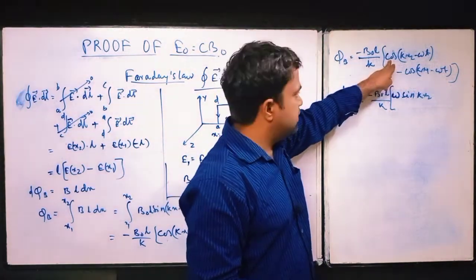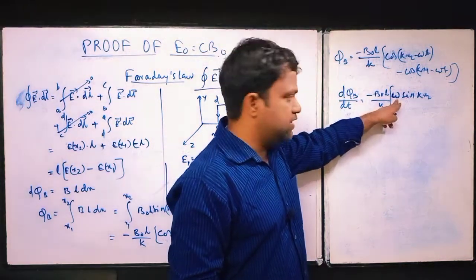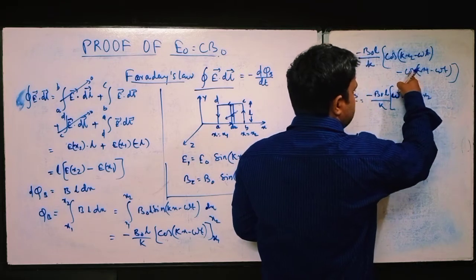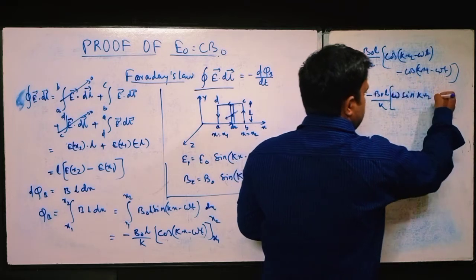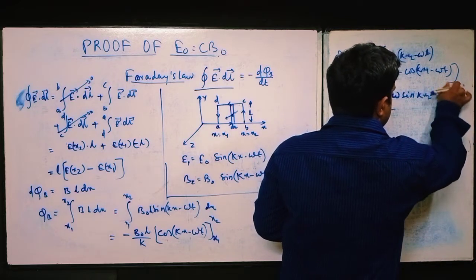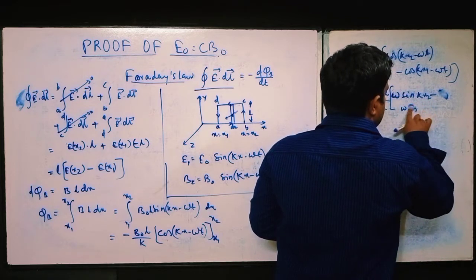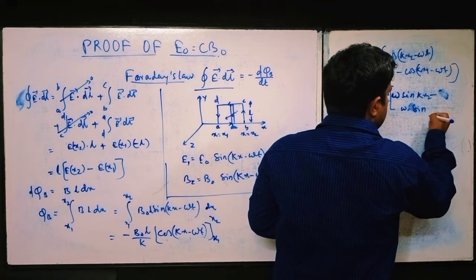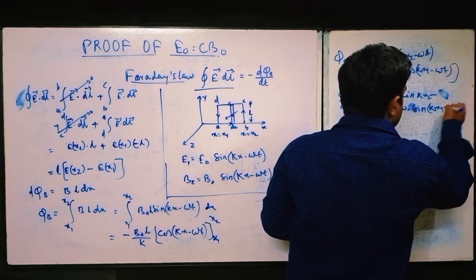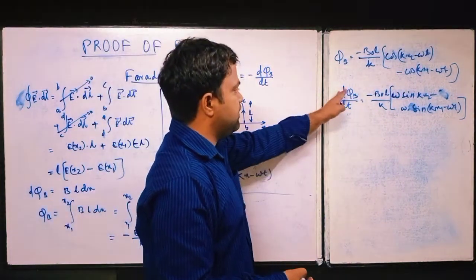Cos differentiation is minus, here another minus is there, minus omega. So minus of minus is plus omega, I'm writing, right? I think it's clear. So again here, cos minus and minus, so minus will be there, minus omega sine kx1 minus omega t, fine. Now this is your d phi by dt.